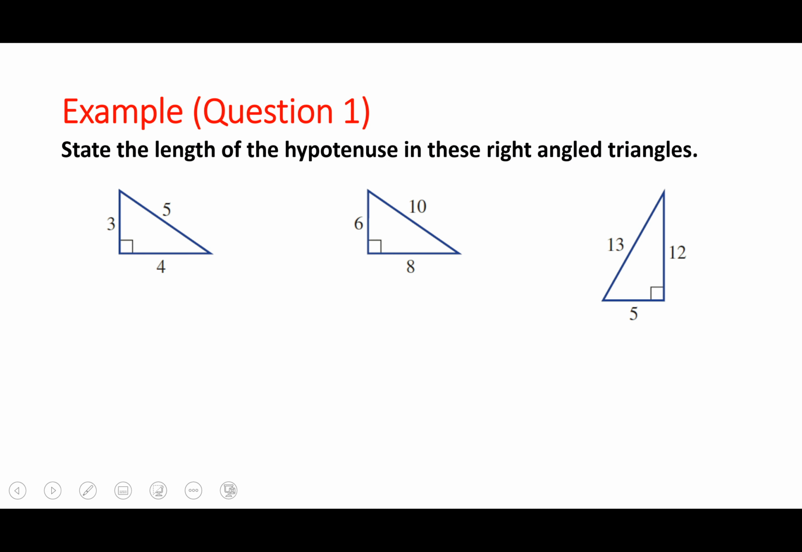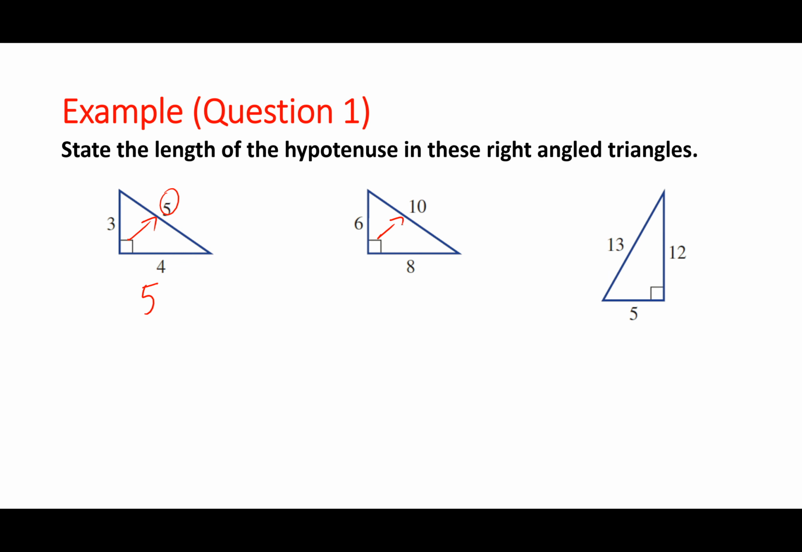Okay, so now we're looking at the examples. This is basically how we're going to answer these questions. Example 1: state the length of the hypotenuse of these right angle triangles. You've just got to find where the hypotenuse is and what number is with it. For this one, it's the number that goes across from the right angle, so it's 5. So the hypotenuse for this one is 5.